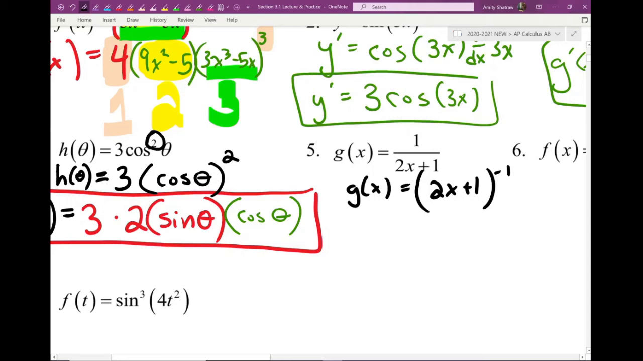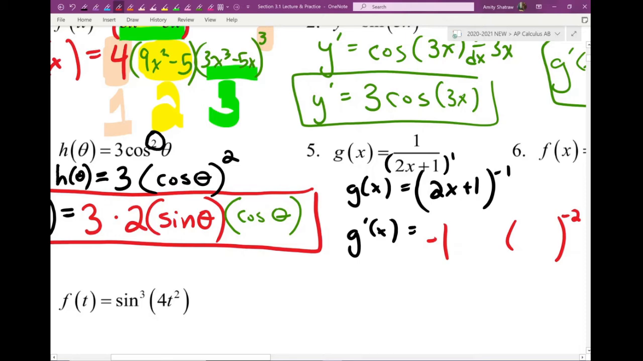And why am I allowed to do that? Because everything is always to a power, even hidden invisible power of 1. If it's in the denominator, I can bring it up into the numerator and just make it negative. So now, if I want to use the chain rule, I say that g prime of x equals, that power comes out in front, and then it gets reduced by 1. So if I have a negative 1 and I take away another 1, I end up with a negative 2 here.